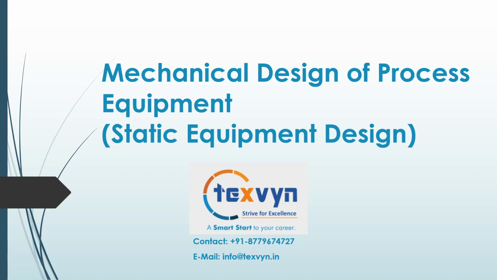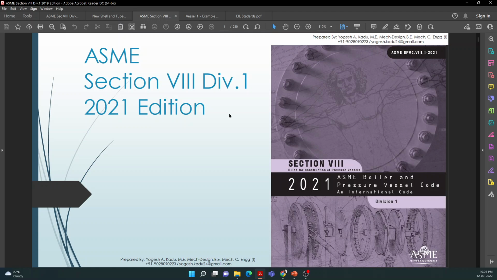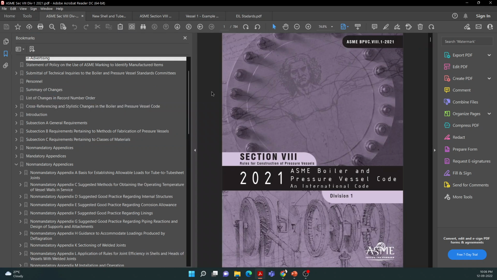Welcome to TechSwing. Today we are going to understand the course content requirements and what other points we offer in the mechanical design of process equipment, which is also known as the static equipment design course. In this course we will understand the ASME Section 8 Division 1 requirements, learning through the latest edition, which is the 2021 edition. So this is the code of ASME Section 8 Division 1.